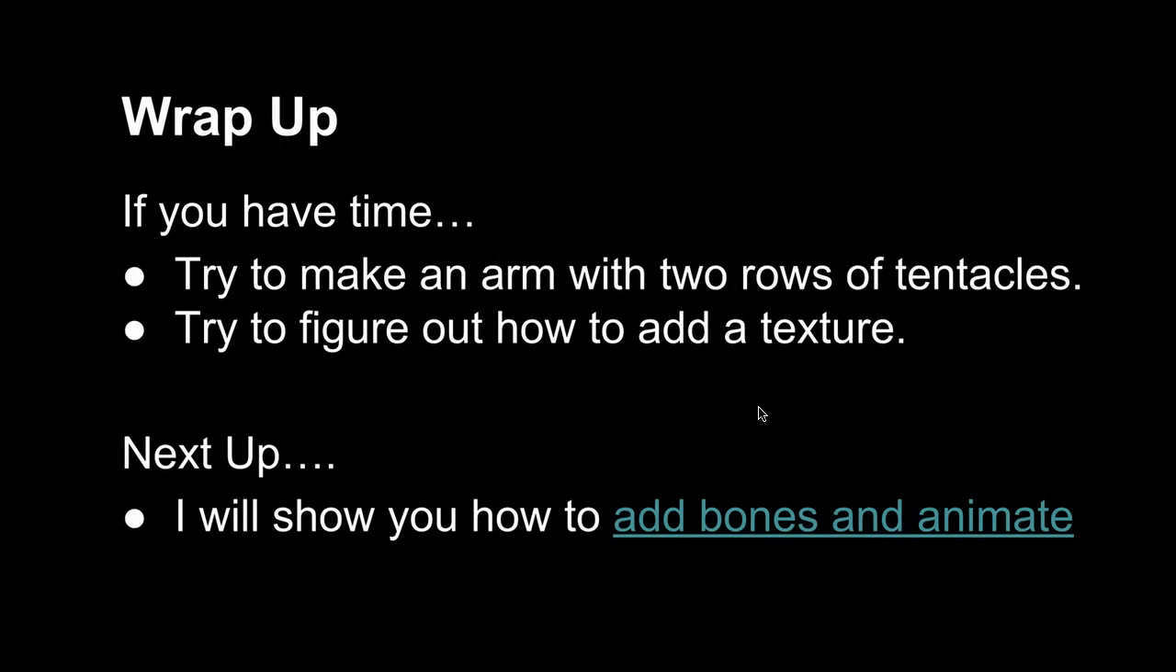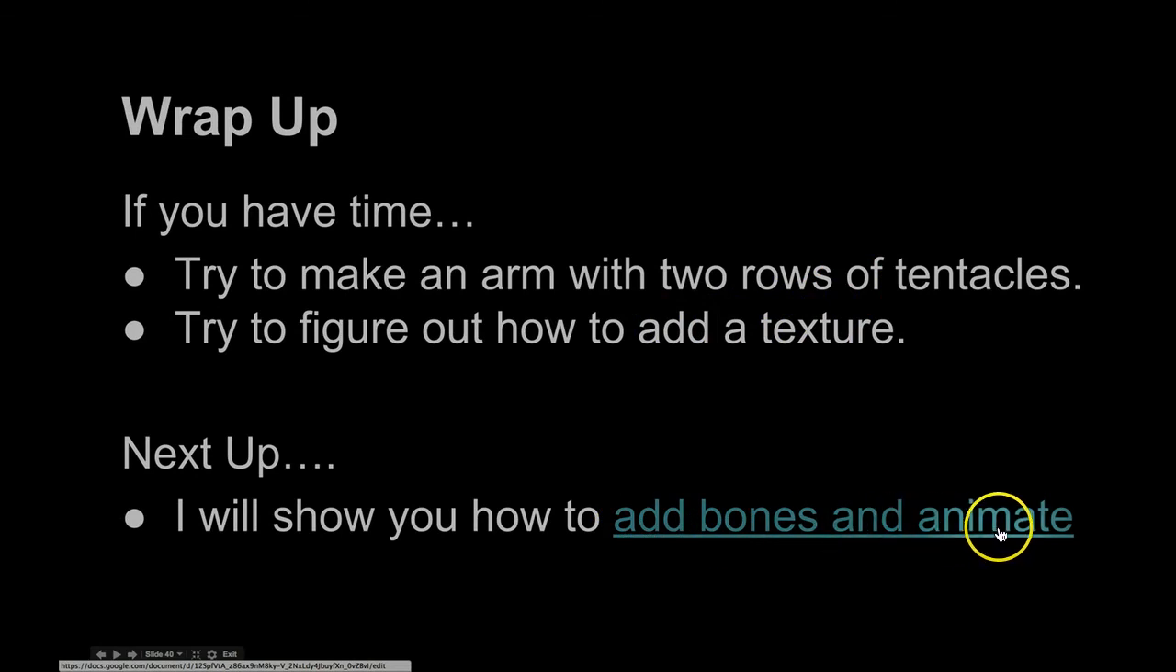So we've made a squid tentacle. If you have time, try to make an arm with 2 rows of tentacles instead of 1, or try to figure out how to add a texture. Next, I'll show you how to add bones and animate a squid.